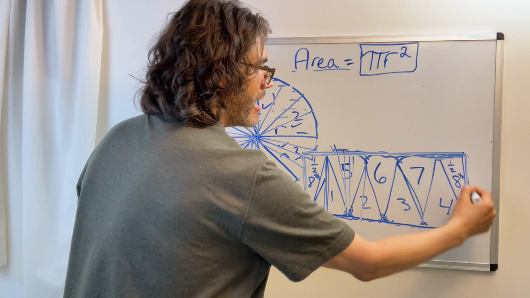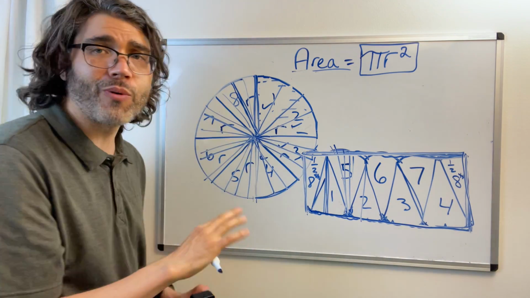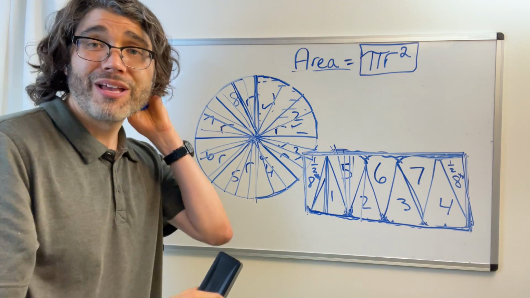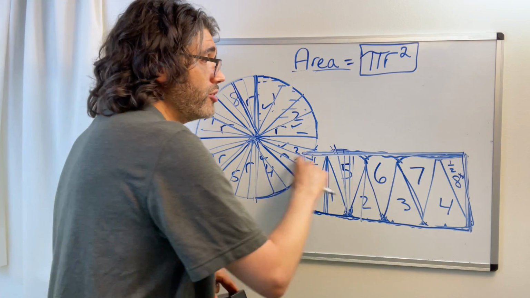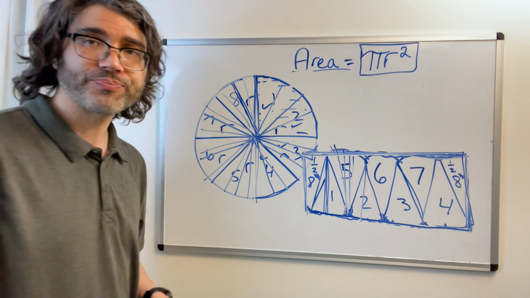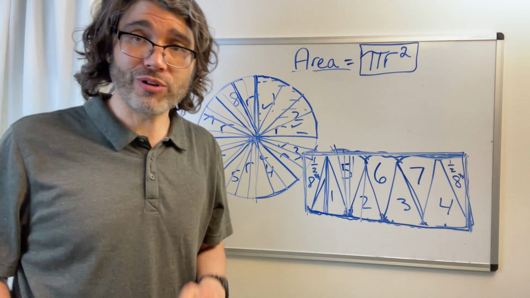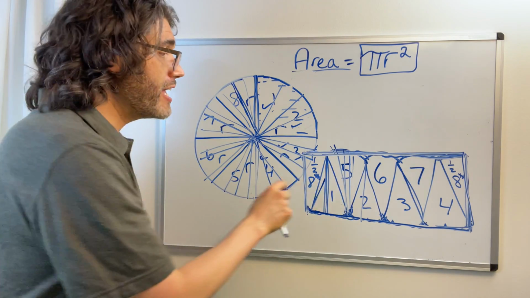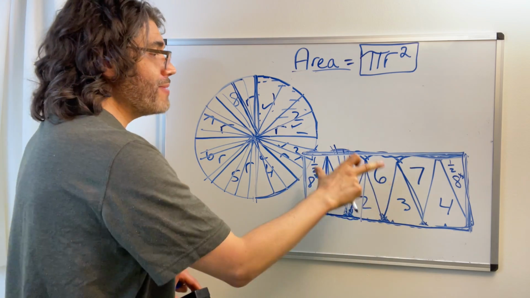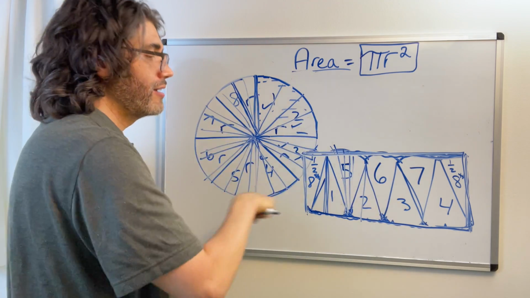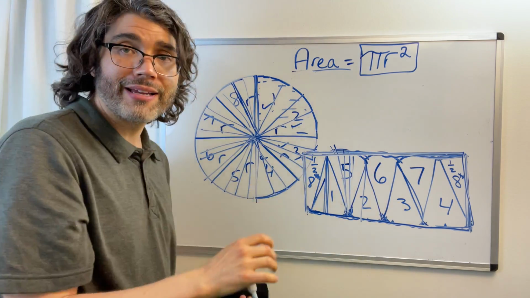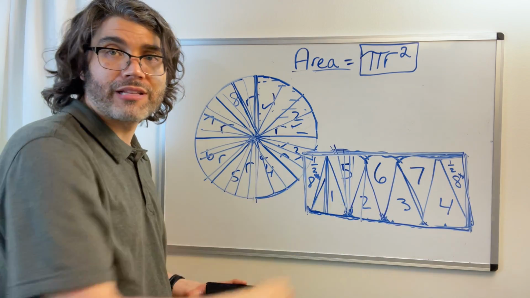But you wouldn't want to eat it anymore. It would be like mush. But you would be able to put it into a rectangle. Rectangles we can deal with. Rectangles we know the area formula. This rectangle is the same area as this pizza pie because we just rearranged the slices.